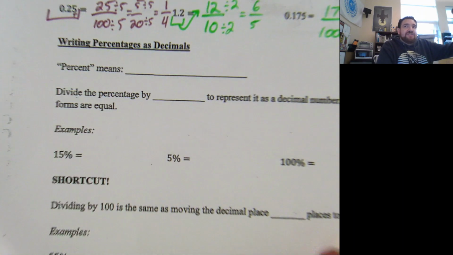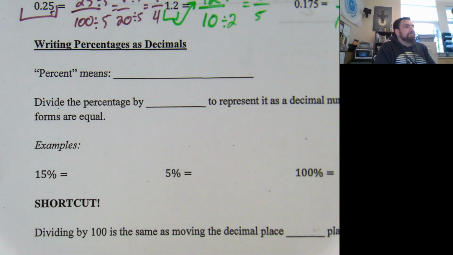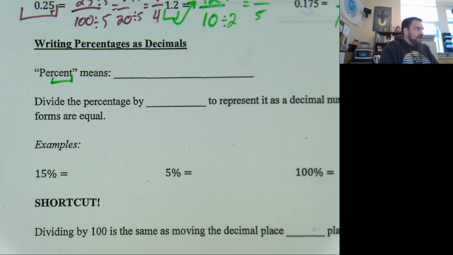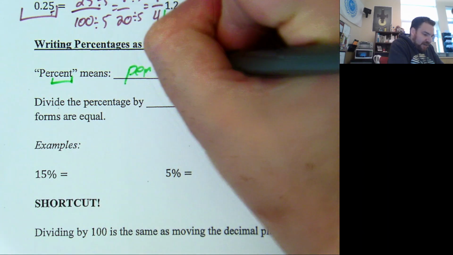Writing percentages as decimals. Here we go. What does percent mean? Was that you, Marcus? Yeah. How do you know it's out of 100? Or you learned that in grade 8. There's a real good reason why it means out of 100. Does anyone know why? Cent, C-E-N-T, means 100 in what language? En français. This literally means per 100.